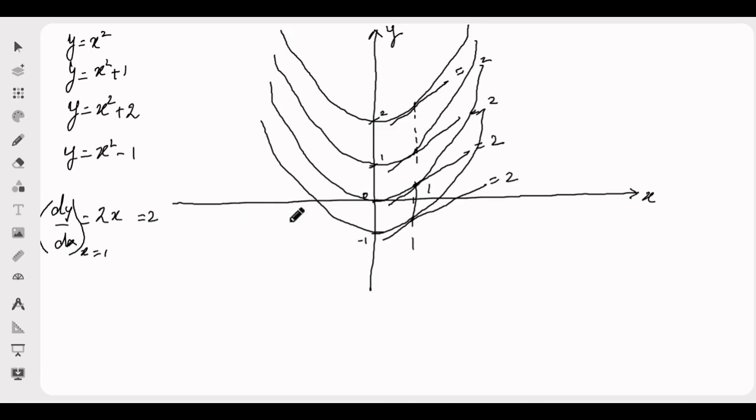Now the curve, yeah, you can say if we are given the slope of the tangents to all these curves is same. So this was a particular case at x is equal to 1.